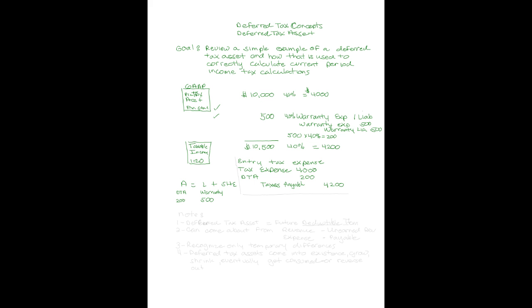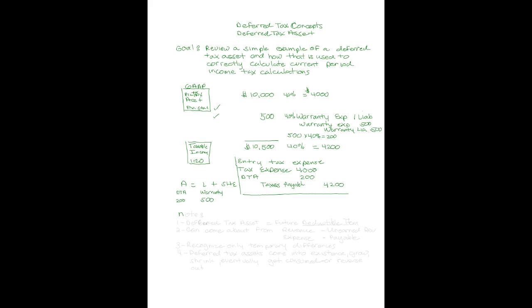So this then is an entry that shows you how to calculate tax expense for the period. And the deferred tax asset helps us get to the right tax expense. Our taxes payable was $4,200, but for income statement it only should be $4,000. We've already taken that expense.